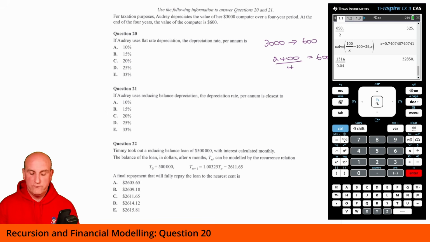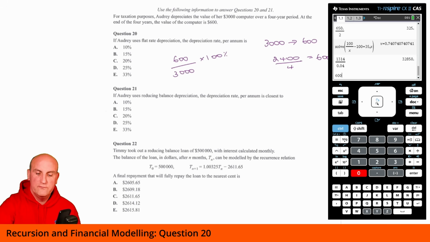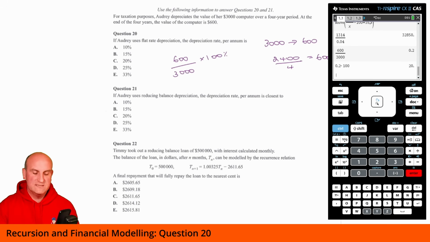Now, knowing that information means that I can say, well, if it's losing $600 per year, that's 600 divided by the 3,000, and I'm going to times it by 100. And that's going to give me, let's just work that out, 600 divided by 3,000, and times it by 100 gives me 20%. So I'm going to go C as my correct answer there.